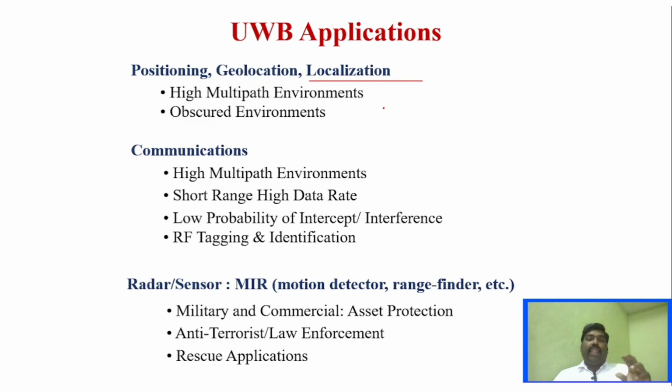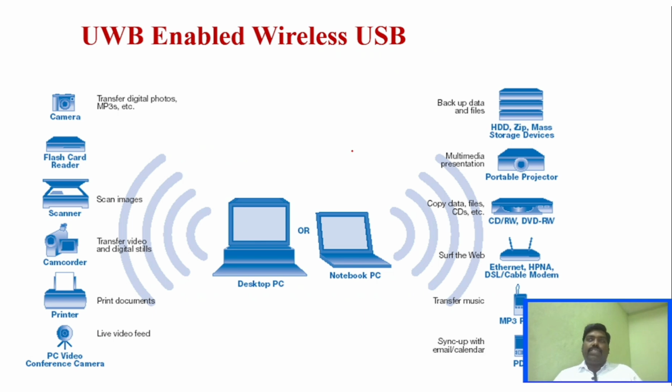In multipath environments and in very obscure environments, whenever the environment is very tough to monitor, we can use UWB, right? And also in communications, where it is very effective for short range, high rate communications and high multipath environments, right? RF tagging as well, and radar sensors in military applications, anti-terrorist applications, rescue applications, we can use UWB, right? And these are a few diagrams which show the importance of UWB. Right now in laptops we have Bluetooth and Wi-Fi, with separate antennas for all those things, right?